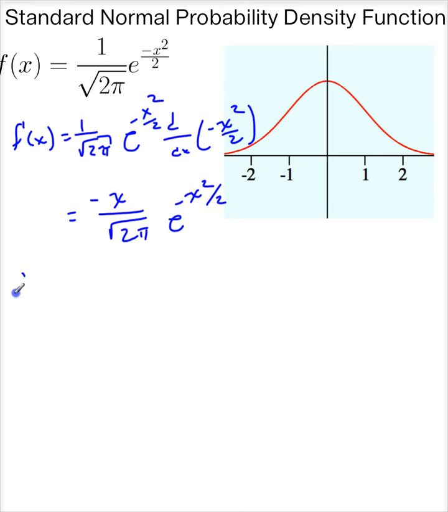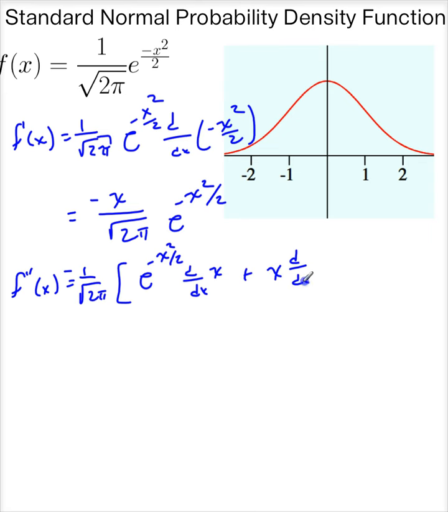For the second derivative, I'm going to need to use the product rule. So I'm just going to factor this 1 over the square root of 2 pi out. And I can probably factor this negative sign out as well. All right, so it's e^(-x^2/2) times the derivative with respect to x of x plus x times the derivative with respect to x of e^(-x^2/2).